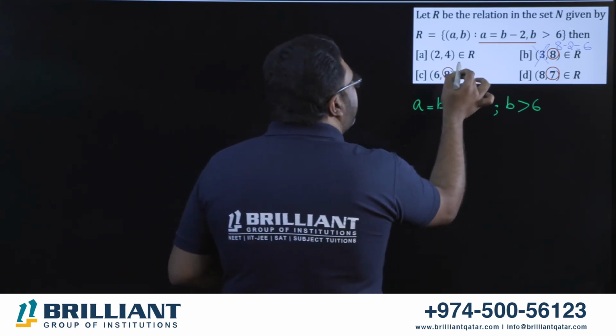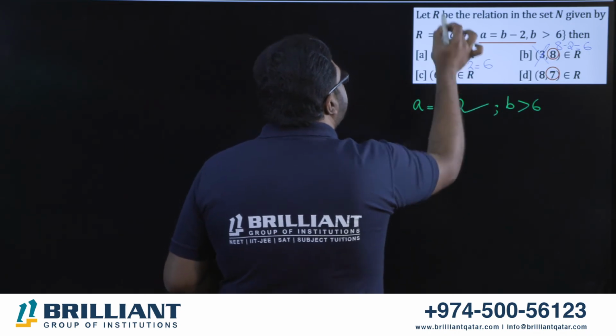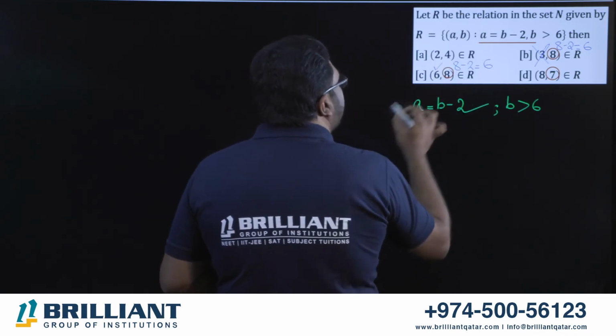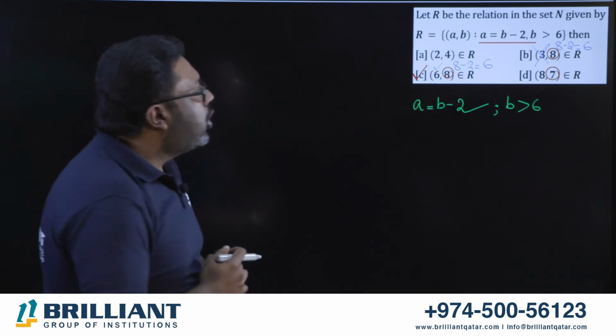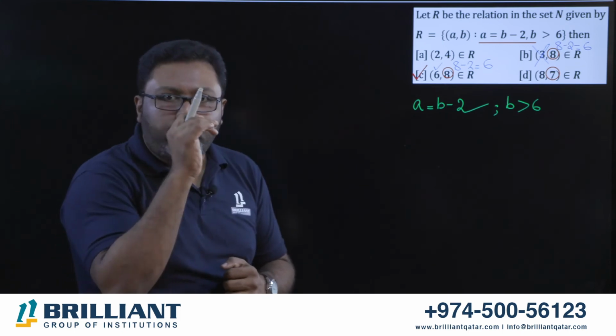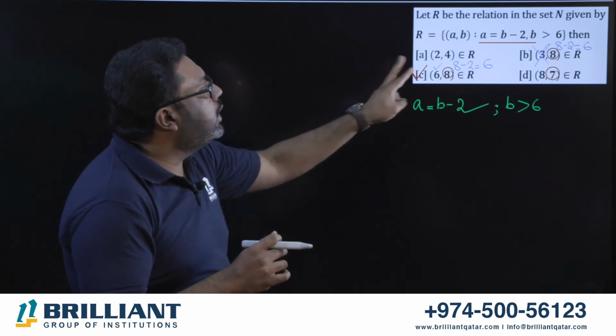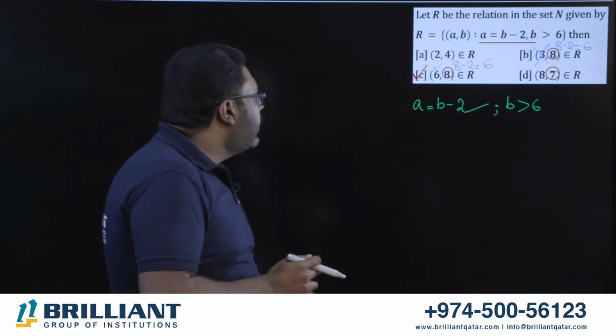Okay, what about this one? Again 8 minus 2, which is equal to 6. Yes, it is 6, right? This is correct. So my answer is going to be option C. 6, 8 is the ordered pair which satisfies all the conditions given inside the relation R. Easy question. Okay, next question please.